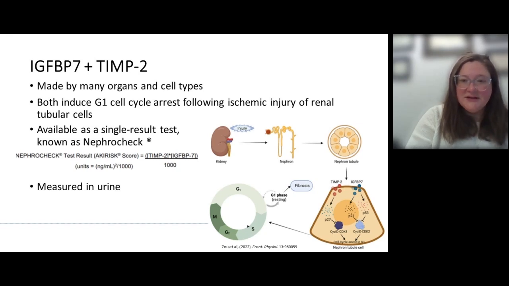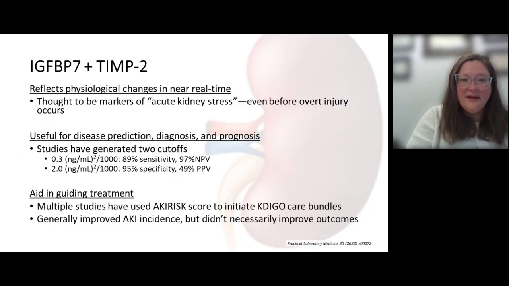This is measured in urine, and like some of these other markers, is helpful in recognizing early kidney damage. This NephroCheck in particular is thought to be a marker of kind of the acute kidney stress that occurs before overt injury sets in, and may be beneficial as a very, very early marker of AKI. Again, many studies have been done on NephroCheck for disease prediction, diagnosis, and prognosis. Some large-scale studies have generated cutoffs for NephroCheck.